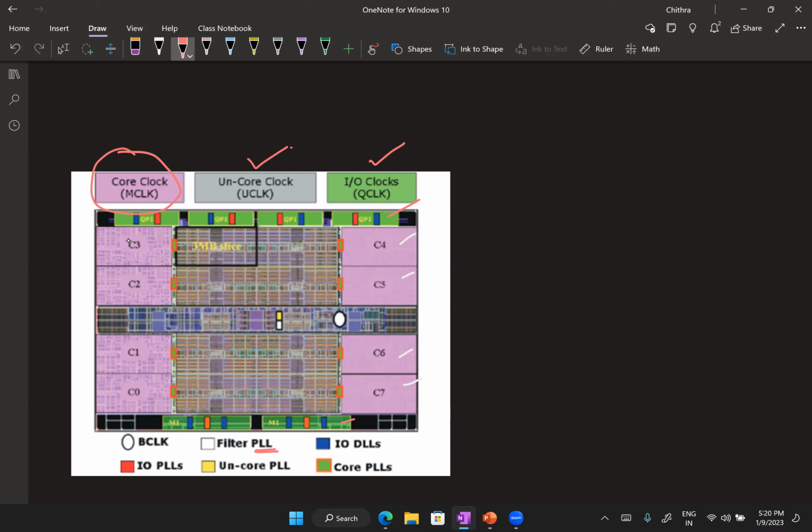For example, can you see the term PLL here? So PLL stands for, does anybody know the full form? Phase lock loop. So this is phase lock loop. Similarly, you can see another term DLL here. So DLL. And this stands for delay lock loop.